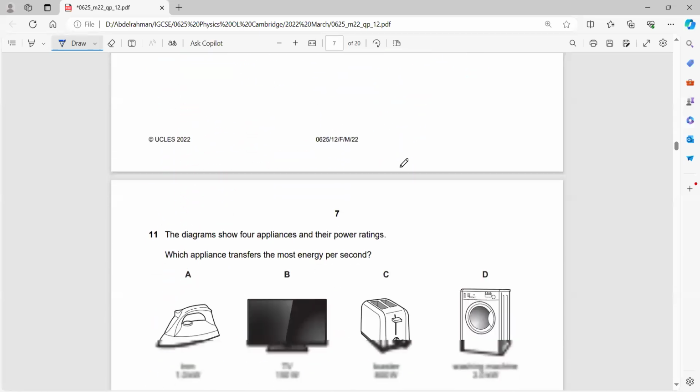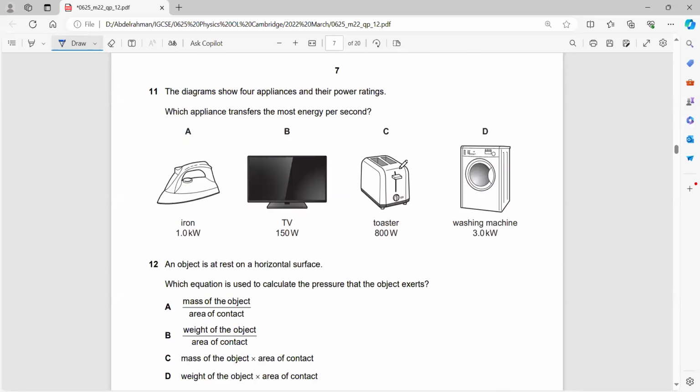We have some appliances. Which appliance transfers the most energy per second? 1, 150, 800, 3. Which of these transfers the most energy per second? Okay, we have some nice answers. Yes, definitely, guys. It is D.